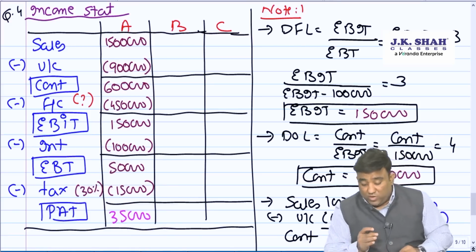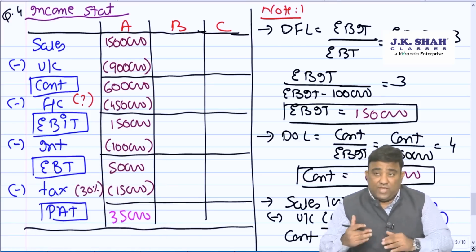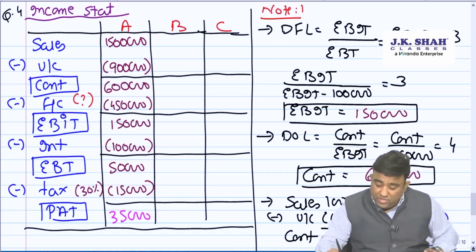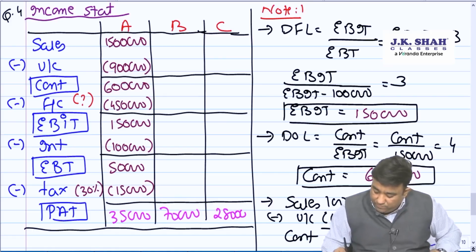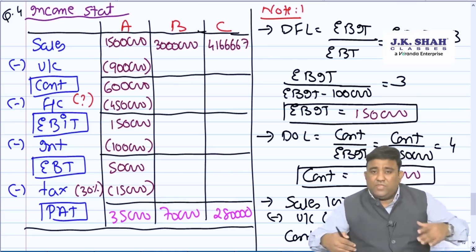Similarly, you can definitely solve company B and C. I'm not wasting time on that. B and C are a replica of it. Nothing new. Yes? Student, the profits, obviously, are going to be 70,000 and 2,80,000. And your sales will be 30 lakh. And this is 41,66,667. This will be the answer, obviously.